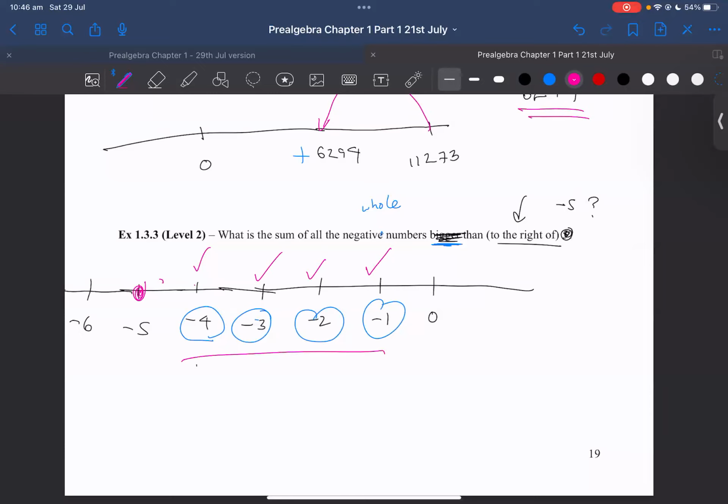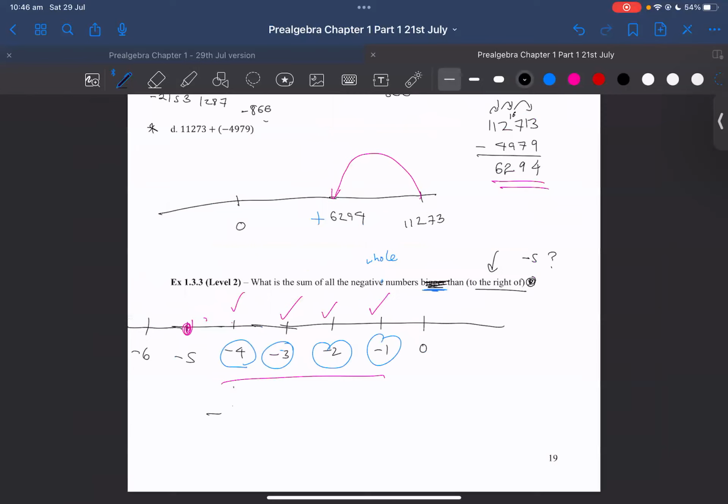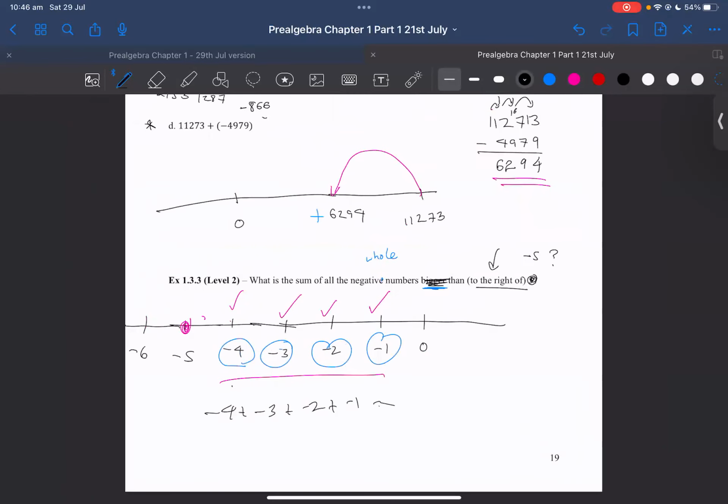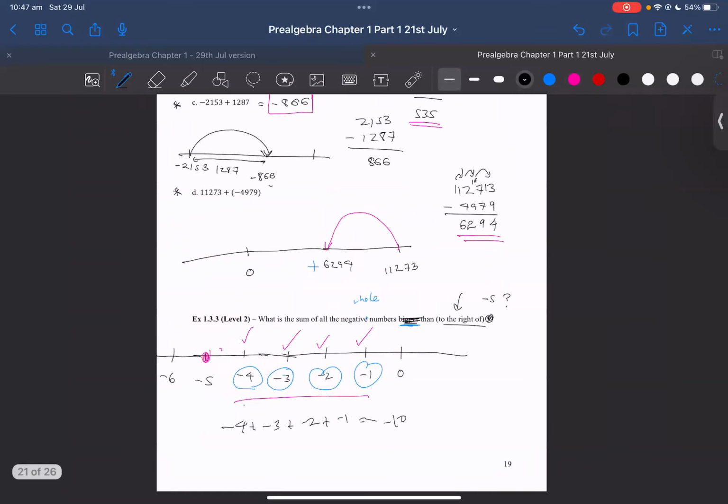Yeah, good. So it just ends up being -4 plus -3, -2 plus -1, which is just going to the left more and more and more. So just adding all the numbers together. It's 1 plus 2 plus 3 plus 4, just 10, but negative. All right. Any questions with that?